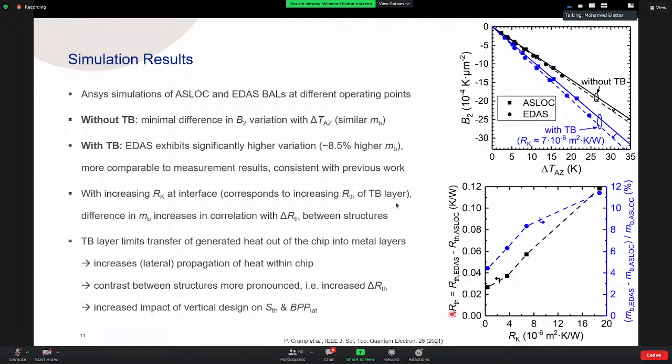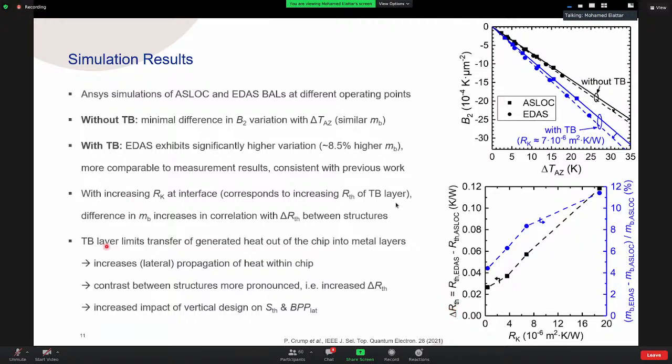Then we start to go further by changing the value or the strength of this barrier layer. So we change the thermal resistance of the thermal barrier layer, which corresponds to increasing the Kapitsa resistance at the semiconductor metal boundary. And what we see, first of all, so here in blue is what we saw up there, is that the bowing variation rate increases as we increase the strength of the thermal barrier. And what we observe is that this correlates with also an increase in the contrast in thermal resistance between the two structures. So how do we interpret this?